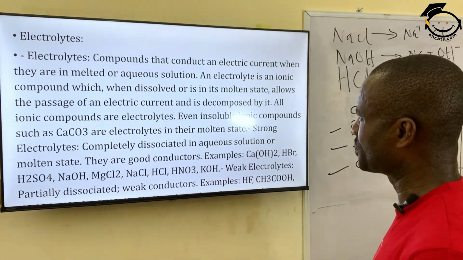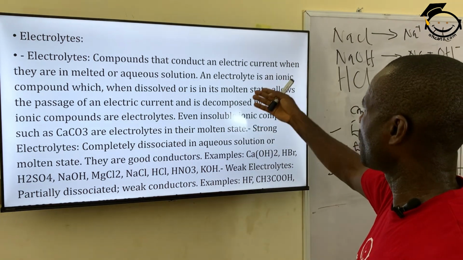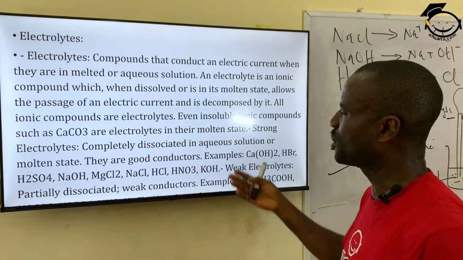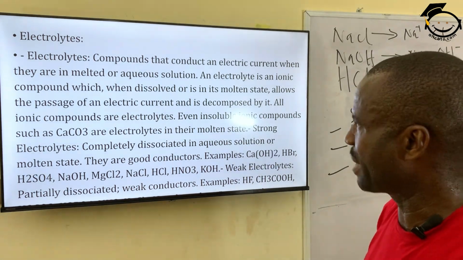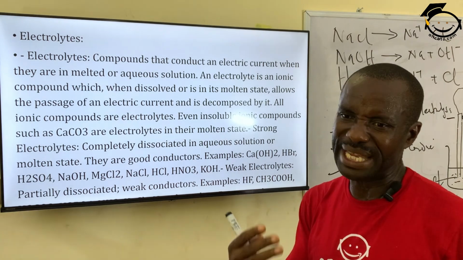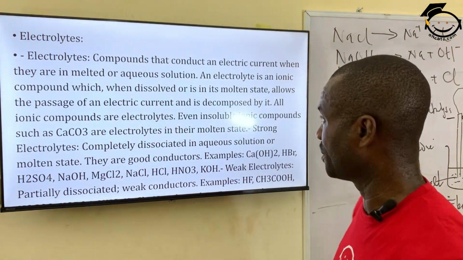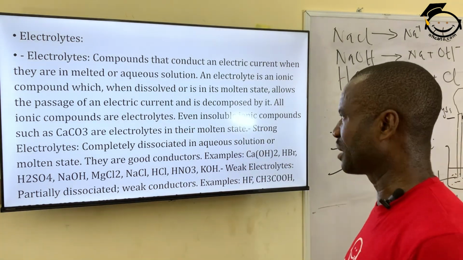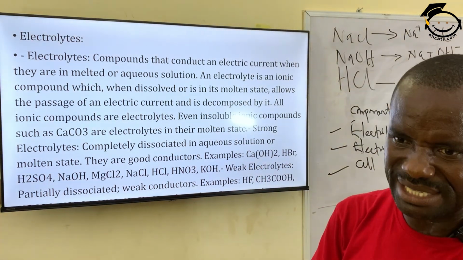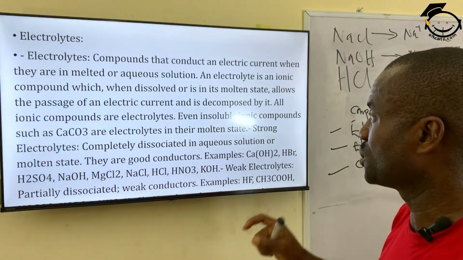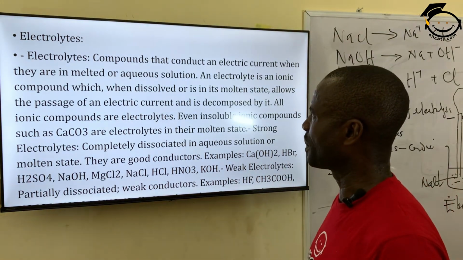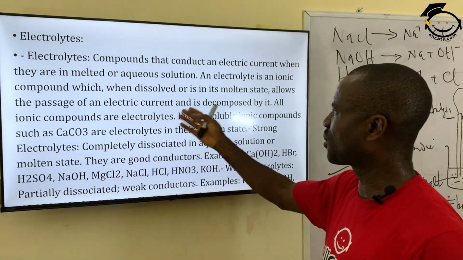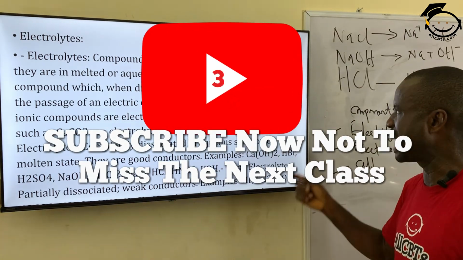Electrolyte. What do we then mean by electrolyte? They are compounds that conduct an electric current when they are in molten or aqueous solution. I say molten state because they can melt when heated, or in solution, they have the ability to dissolve in water to form ions. An electrolyte is an ionic compound. These are substances that can dissociate in solution into their respective ions. When dissolved or in their molten state, they allow the passage of electric current and are decomposed by it.